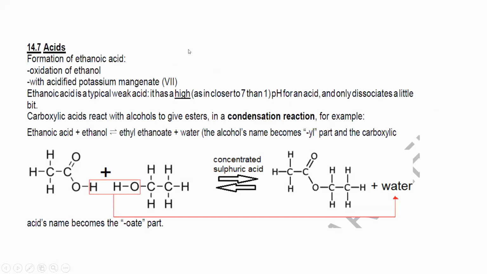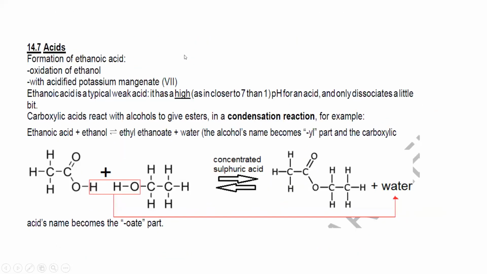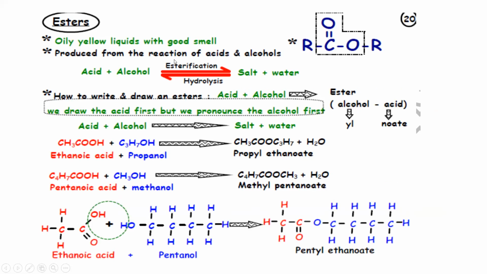So how can we form this carboxylic acid? We can form it by oxidation of alcohol, and they react to form an ester. So what are esters? What are the characteristics of these esters? These esters are normally oily yellow liquids with a good, characteristic smell, and they are produced by reaction of acid and alcohol. So acid plus alcohol, or alcohol plus acid, gives this ester.